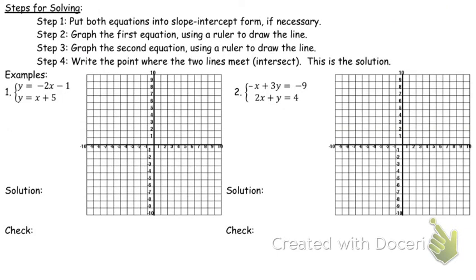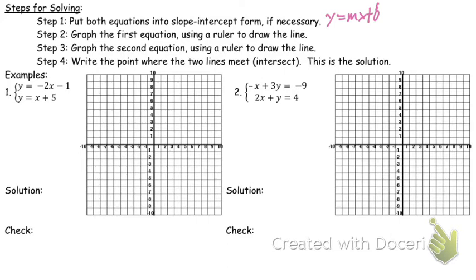All right, continuing on. Steps for solving them. So our first step is to put them both into slope-intercept form. Someone remind me, what is slope-intercept form? Y equals mx plus b. I'm going to put that little reminder on there too, okay? Then we're going to graph the first equation.